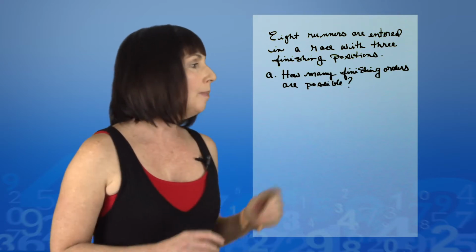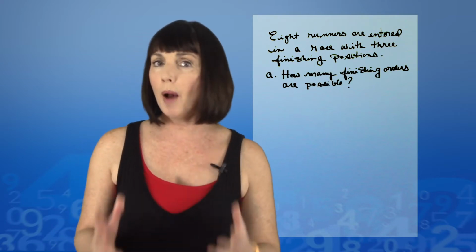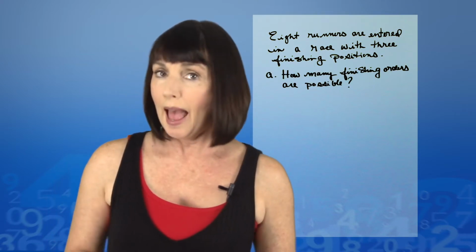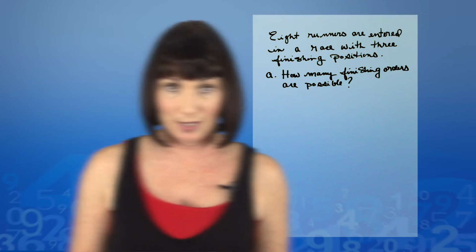So here we go. 8 runners are entered in a race with 3 finishing positions. First, how many finishing orders are possible? In other words, how many ways can our 8 runners fill the 3 finishing positions?